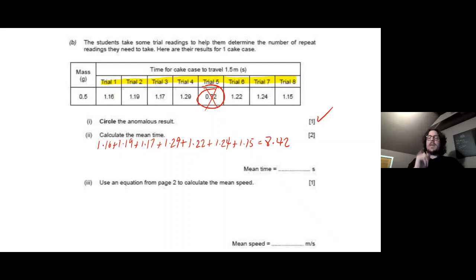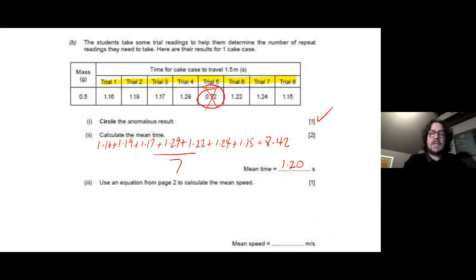Divided by how many? Are we dividing by 8? I hope you're not happy with that, because we don't divide by 8. Look, there were 8 trials including the anomalous result, so now we're going to divide by 7. We divide by 7, and that equals 1.202, but we can only put down the same number of decimal places, so it's 1.20. And then calculate the mean speed.